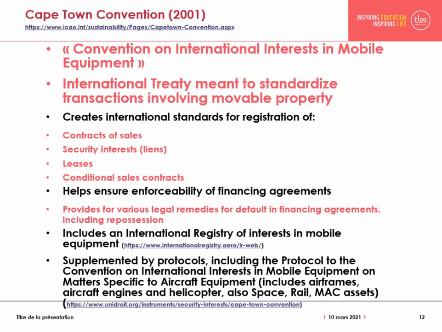It's supplemented by protocols which bring certain kinds of equipment under the convention. For example, there are protocols for aircraft equipment, but also for space equipment assets, rail equipment, and MAC, what is this again? A is agricultural. I forget what the M and the C are. Anyway, if you look up this site on UNIDROIT, you'll find that. You find the different protocols. Now, not all of the protocols have had enough ratifications yet for them to come into effect. So you've got to look and see, has this protocol come into effect? So they provide specific rules for specific types of assets, equipment.